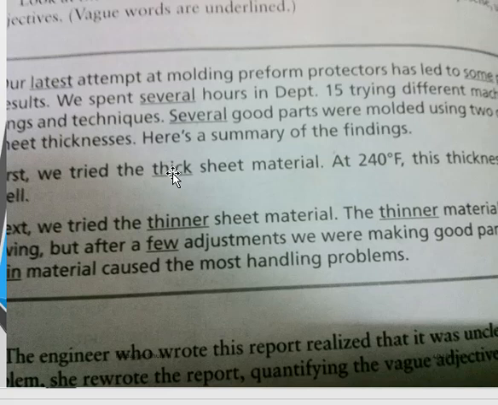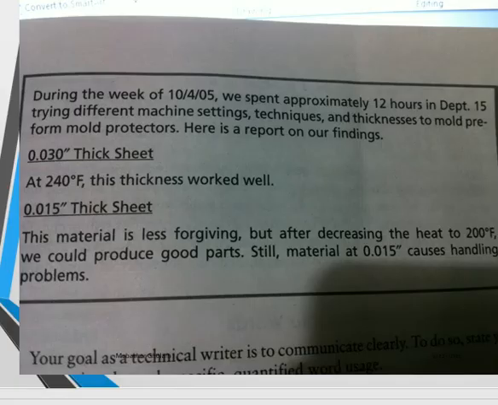For me, something, for example 1 inch, is thick, and for someone 2 inches is thick. So there is no specific measure by which we can say this is thick and this is thin. It's not clear. So there are a few other things, like here we can see a few adjustments. Here he's talking about a few adjustments, but what those adjustments are, it's not clear. But here those adjustments are given after decreasing the heat to 200 degrees Fahrenheit.